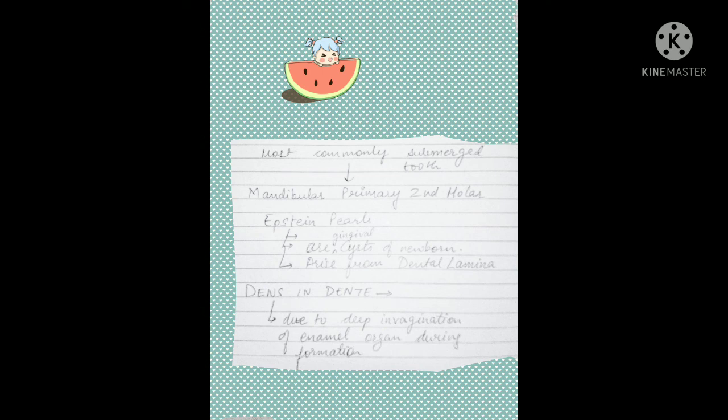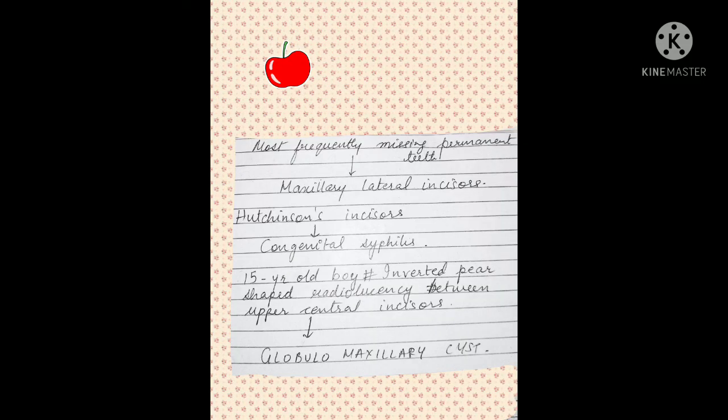Okay, so the next question is, what is dens in dente? Dens in dente is a condition of the tooth which happens due to deep invagination of the enamel organ during formation. Okay, so the next question is, which is the most frequently missing permanent tooth? The most frequently missing permanent tooth is the maxillary lateral incisor.